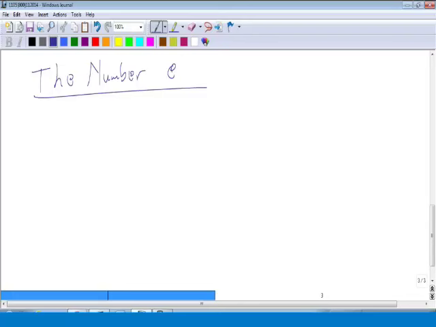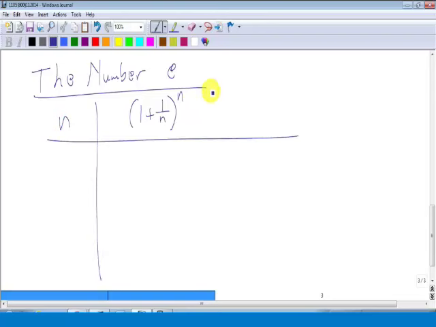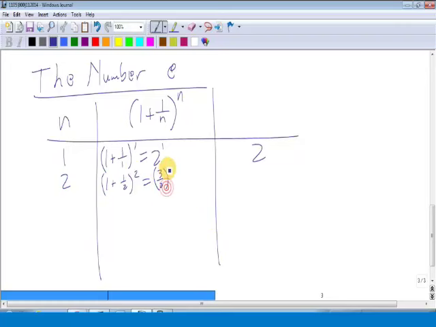One way of approximating the number e is by considering the expression 1 plus 1 over n to the power of n for large values of n. Let's consider the value of the expression for a few small values of n. If n equals 1, it's 1 plus 1 over 1 to the power of 1. It's 2 to the 1, which is 2. If n equals 2, it's 1 plus 1 over 2 to the power of 2, which is 3 halves squared, which is 9 fourths, which is 2.25.